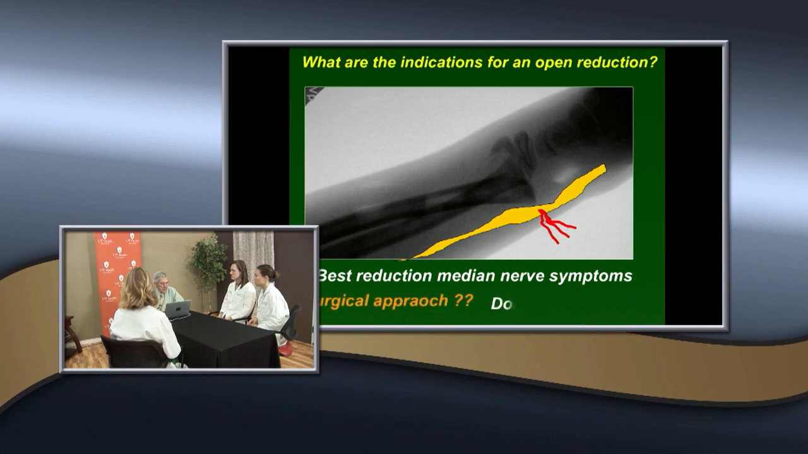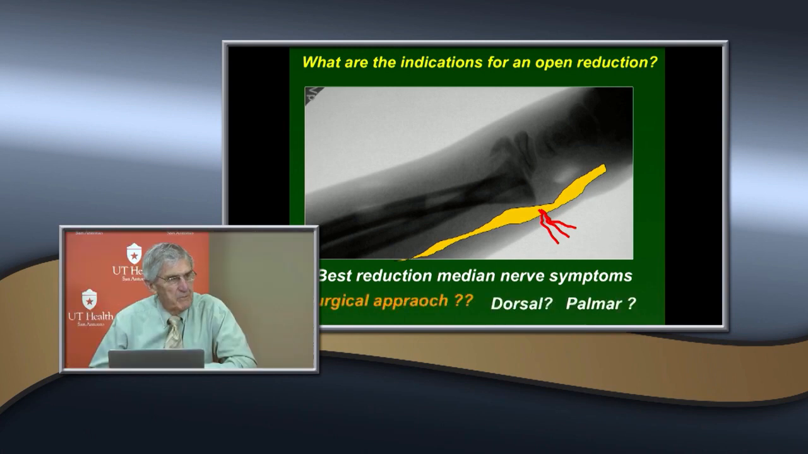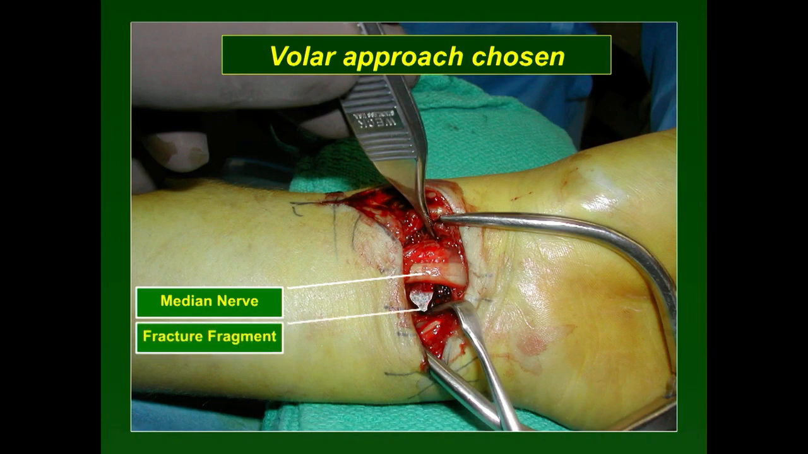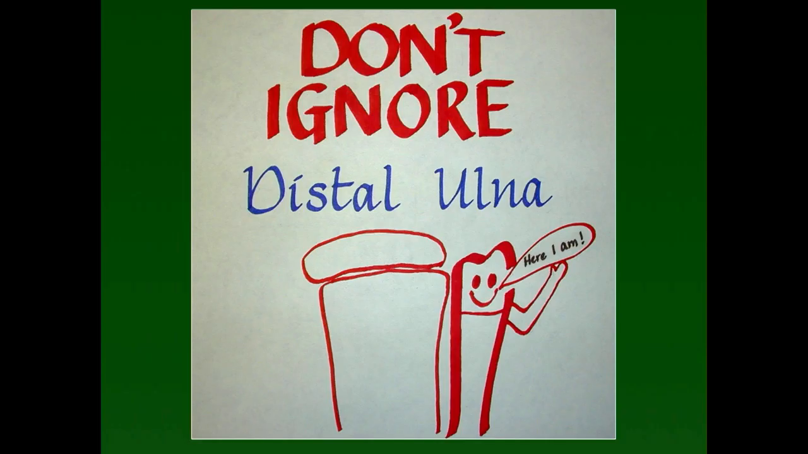So the surgical approach, you're going to go dorsal or palmar? Probably volar. So a volar approach was chosen, and as you can see, the median nerve was pressed right against that distal fragment. And so that's important. It's one of the few reasons that you need to do an open reduction surgical intervention.